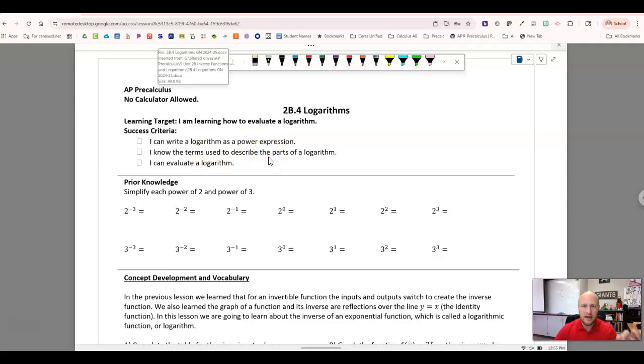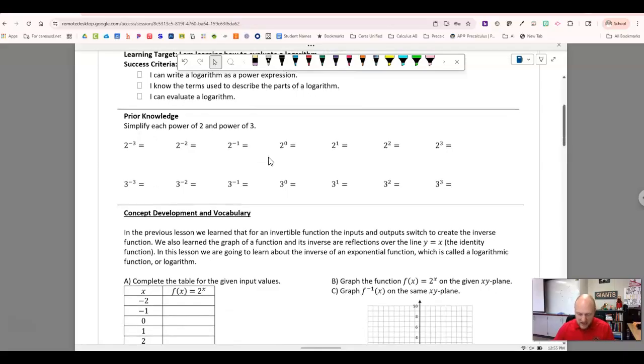So we're going to start out with where logarithms come from, and that is this idea of powers. And so we have powers of 2 and 3 here, and we're just going to go ahead and evaluate these expressions. So I'll start in the middle at 2 to the power of 0. 2 to the power of 0 is 1, and we know that 2 to the first is 2. 2 squared, that's 4, and 2 cubed is 8.